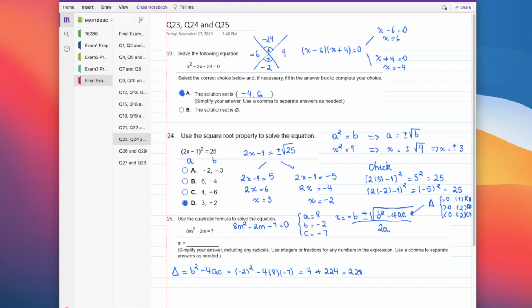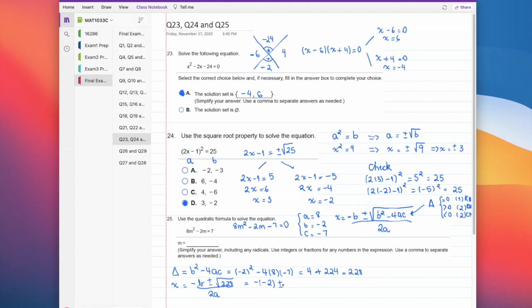So I know from here already that I will have two solutions that are real numbers. And now I start with the formula, negative b plus or minus the square root of 228 that I just found, and all this over 2a. The b is negative 2. So then minus 2 plus or minus.